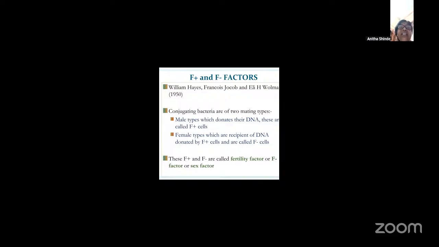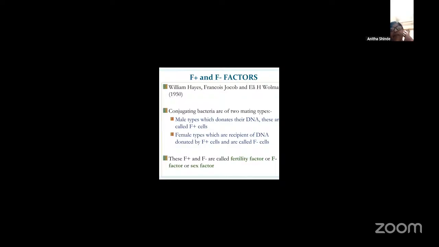Based on this, they said that the conjugating bacteria are of two mating types. One is called the F plus cells and the other one is called the F minus cells. These are called the fertility factor, or the sex factor. So the F plus and F minus factors are very essential for the mating phenomenon. The male types which donate their DNA are called the F plus cells. Whereas the female types which are recipients of the DNA donated by F plus are called the F minus cells. So remember, for the conjugation phenomenon, you require two factors. What are those? F plus and F minus. These were found out by Hayes, Jacob, and Wollman.